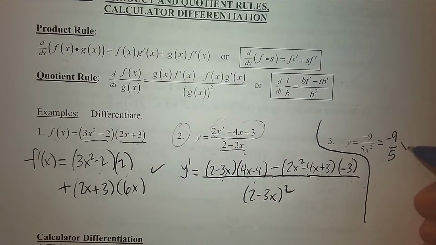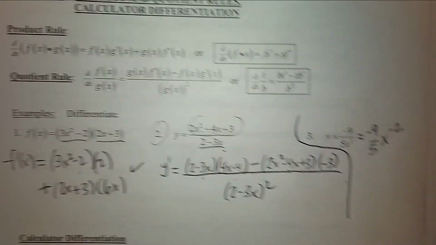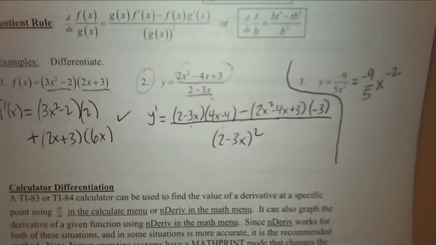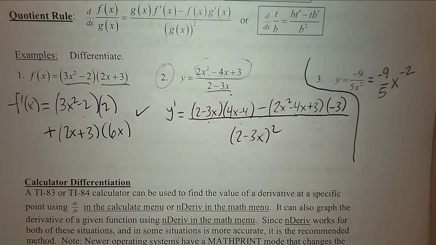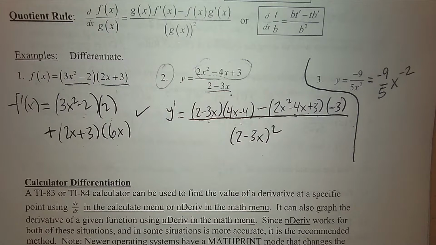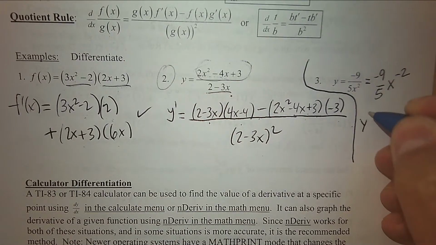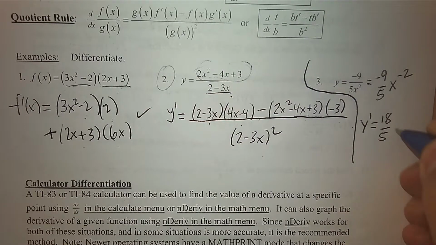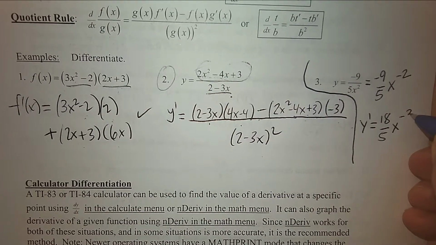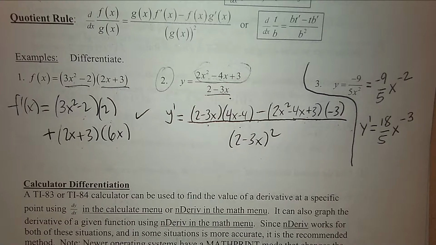And then the last one, I don't want you to use any rule but the power rule. The only reason we would use a product or quotient rule is because it makes it simpler, not just because we're doing it. So how would you take the derivative of number 3? You would write it as an exponent and then do the power rule. Why would you use the quotient rule there? Negative 2 times negative 9 is positive 18 over 5, x to the negative 3.